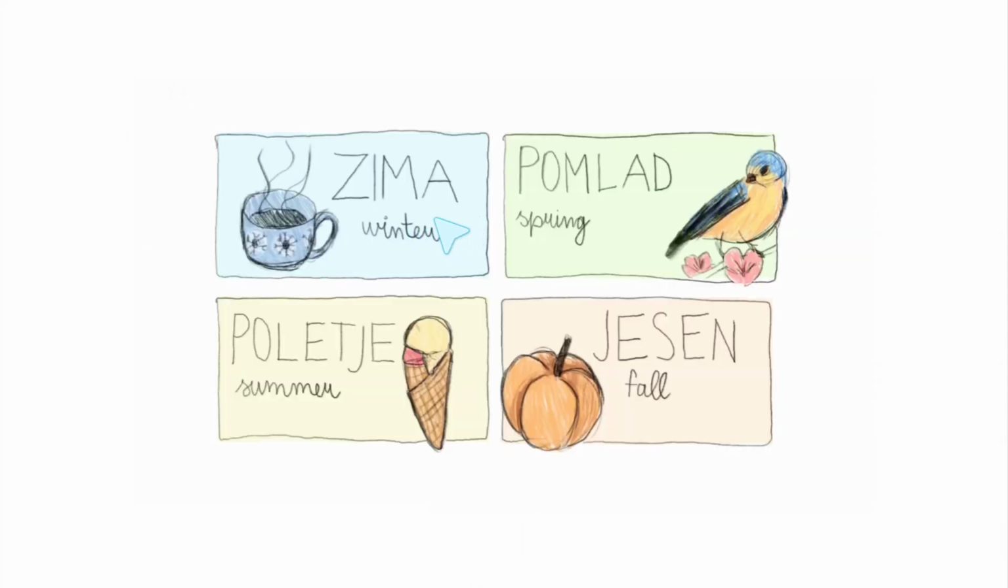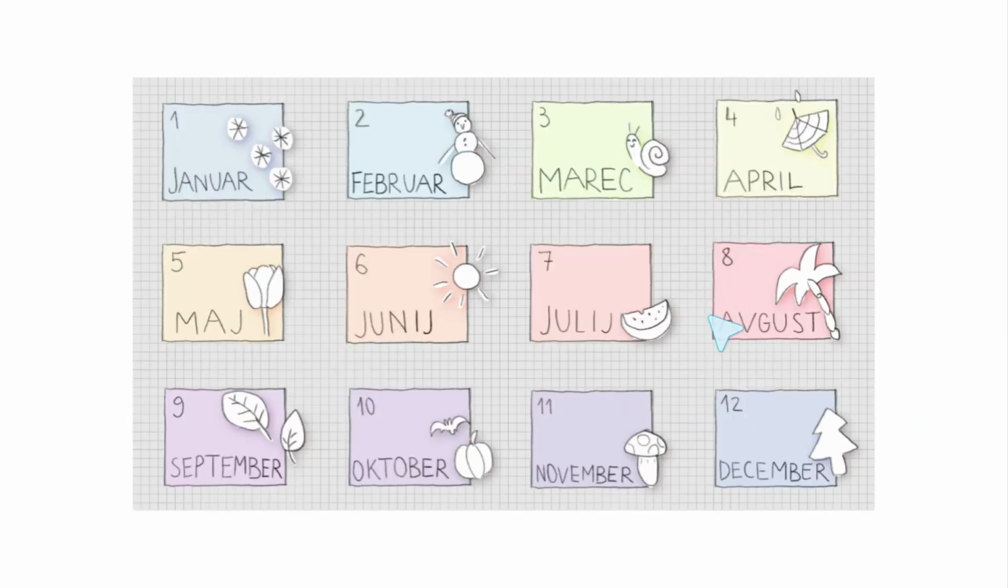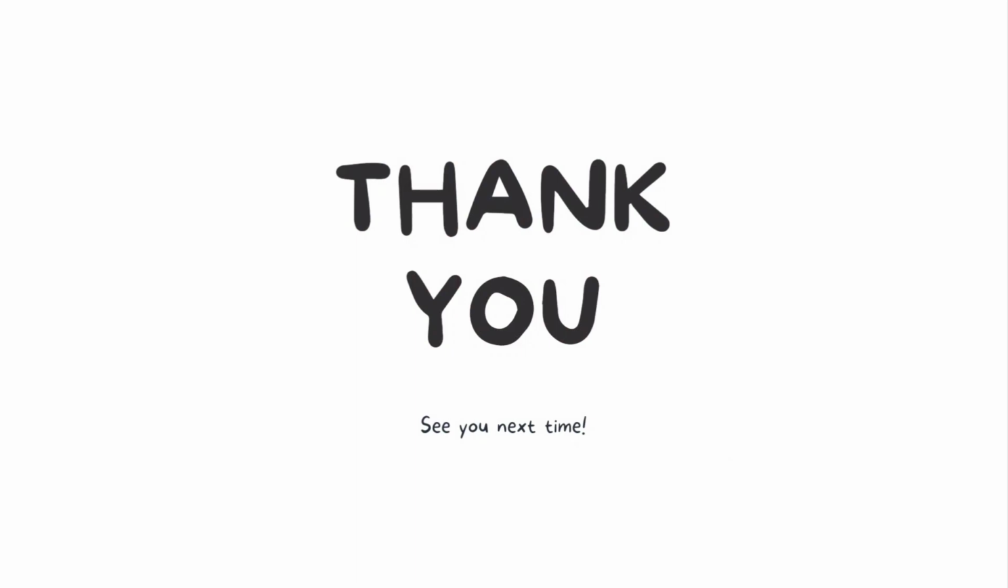Let's quickly go through this. Zima is winter, pomlad is spring, poletje is summer, and jesen is fall. We also have all the months of the year here, so januar, februar, marec, april, maj, junij, julij, avgust, september, oktober, november, december.